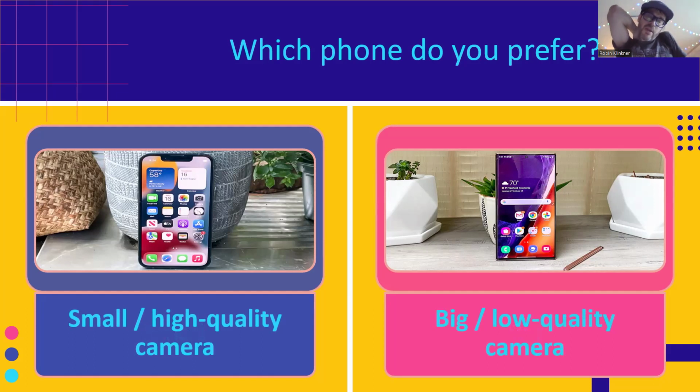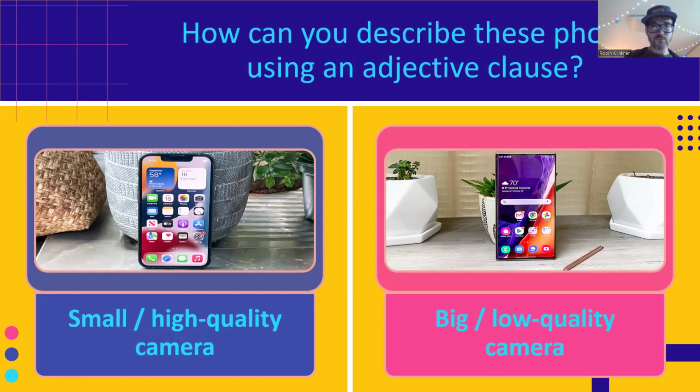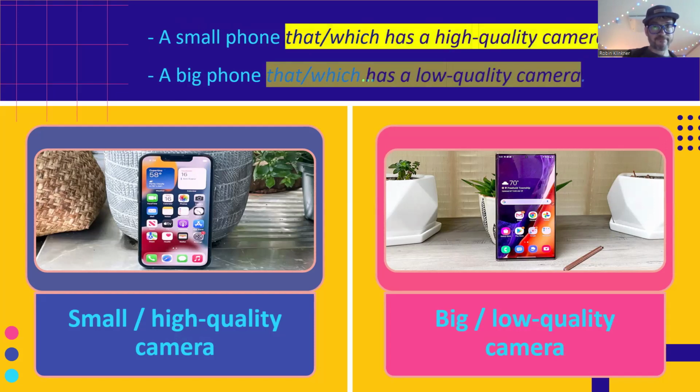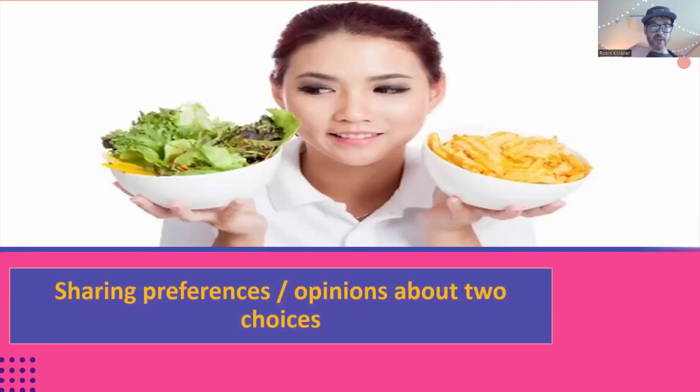Now it gets trickier. Basically, we're going to use adjective clauses. So how can you describe these phones using an adjective clause? I kind of just gave it away. You prefer a small phone that has a high quality camera or a big phone which has a low quality camera? All right, that's it. Okay, like I said, nothing new.